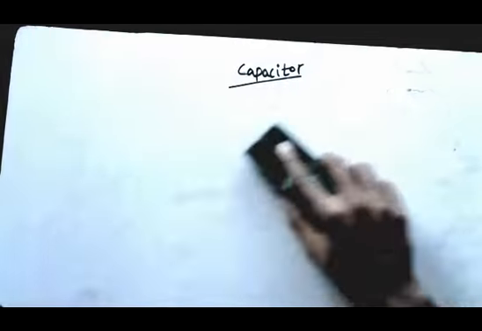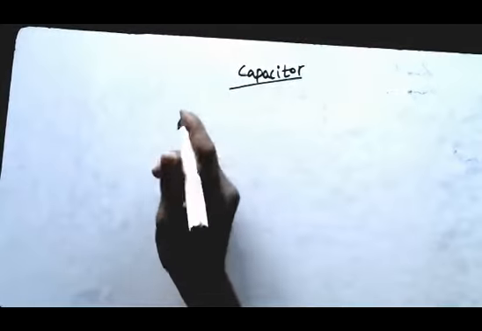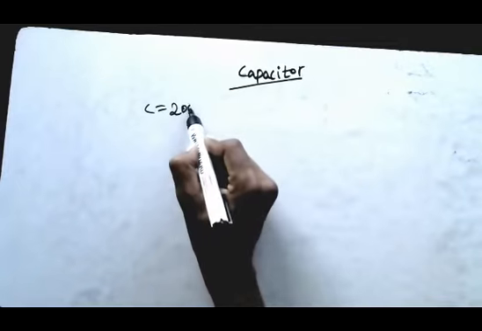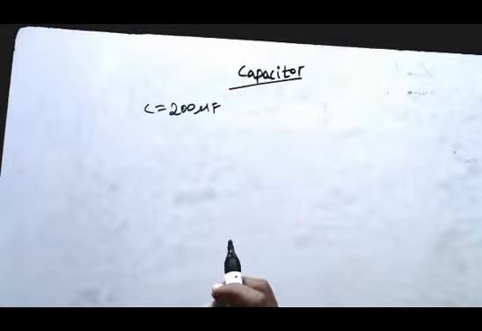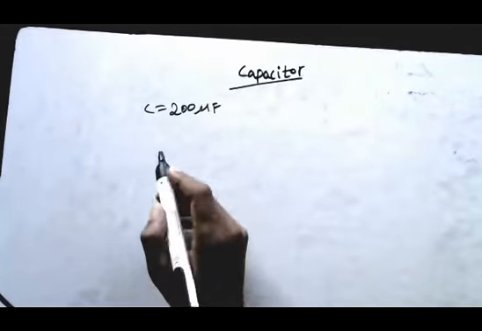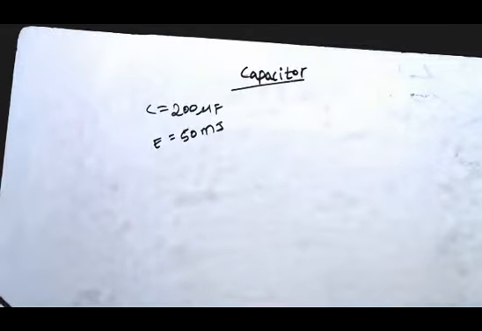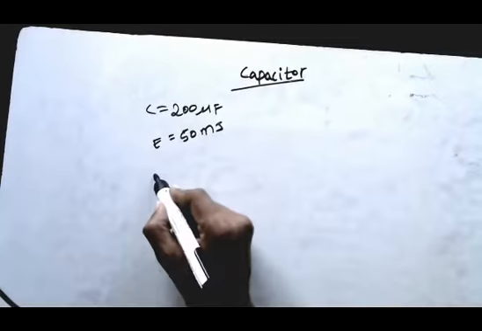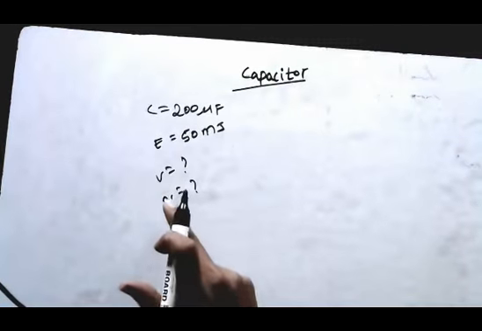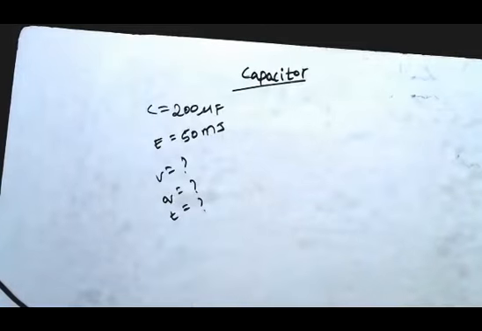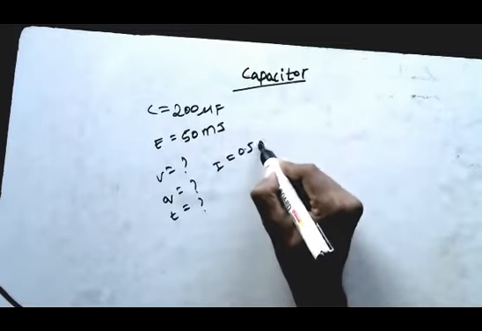Next, the question is: the capacitor has a capacitance C equal to 200 microfarad, and the energy charged in the capacitor E is equal to 50 millijoules. Now we have to find the voltage, charge, and time to get this charge T. He has also given the uniform current I equal to 0.5 amps.